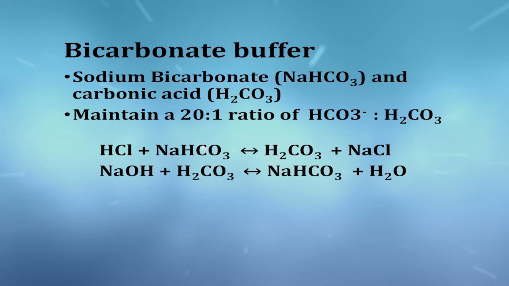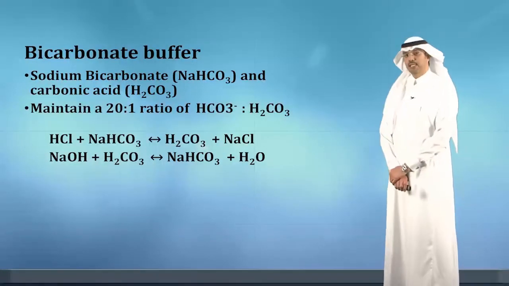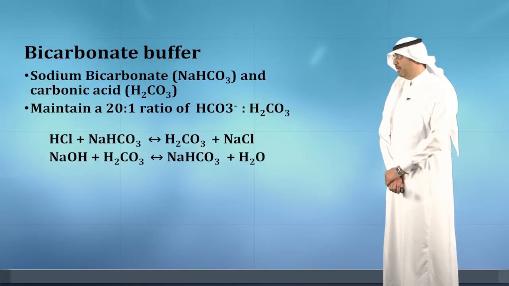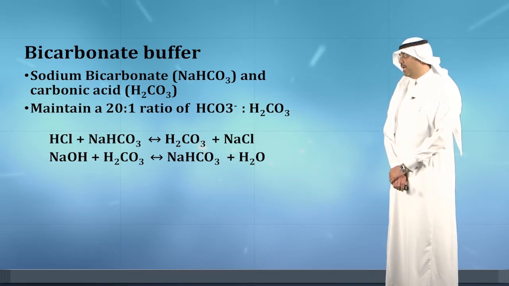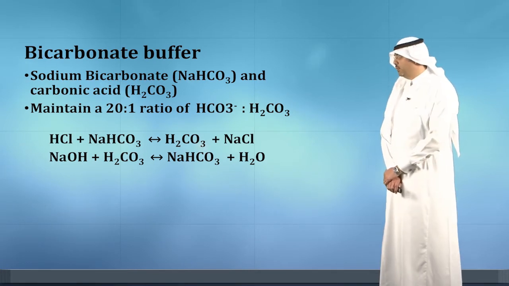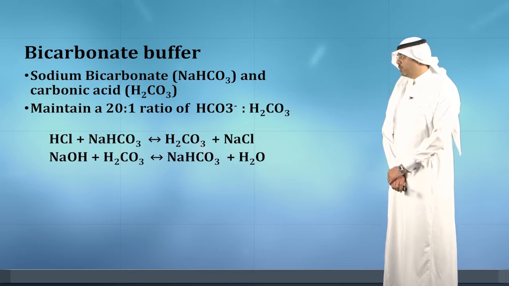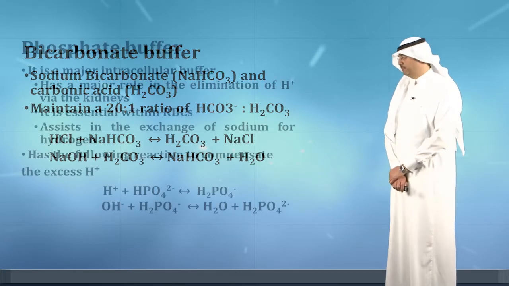The body tends to maintain a 20:1 ratio of bicarbonate to carbonic acid, and this can be elaborated in the following two equations. The hydrochloric acid will bind with sodium bicarbonate to form carbonic acid and sodium chloride. The carbonic acid also can bind with sodium hydroxide to form sodium bicarbonate and water.